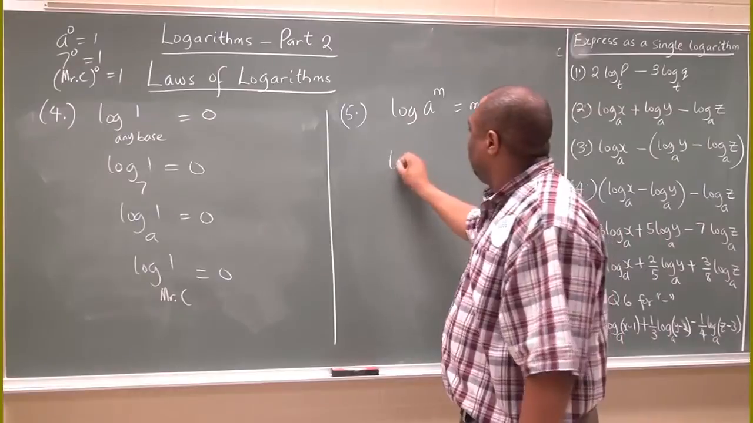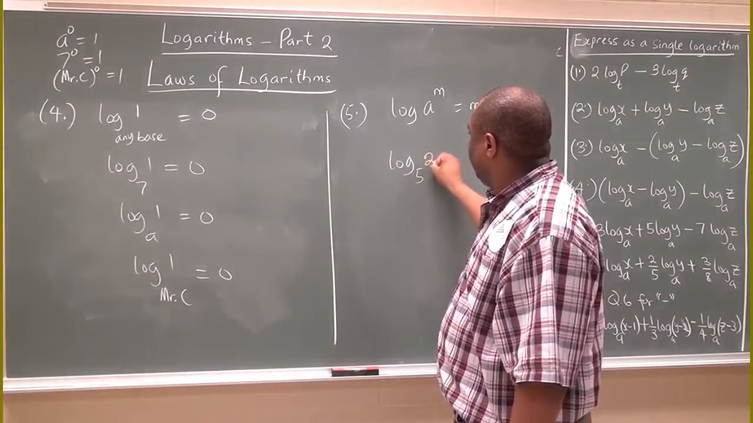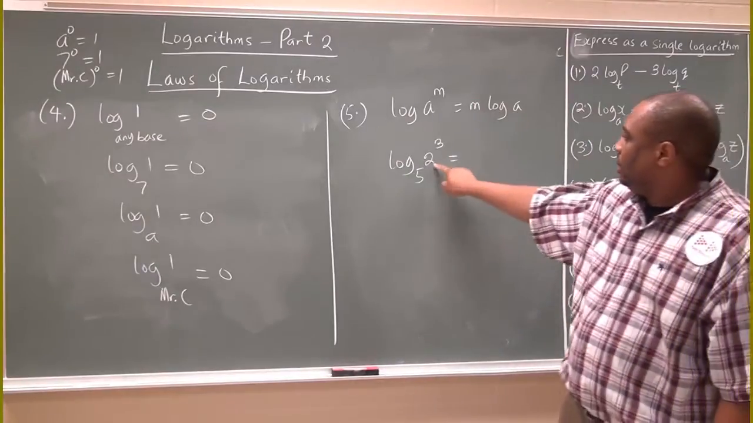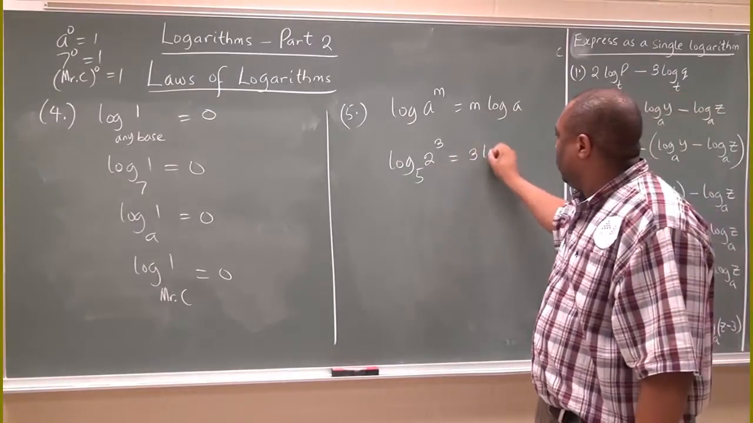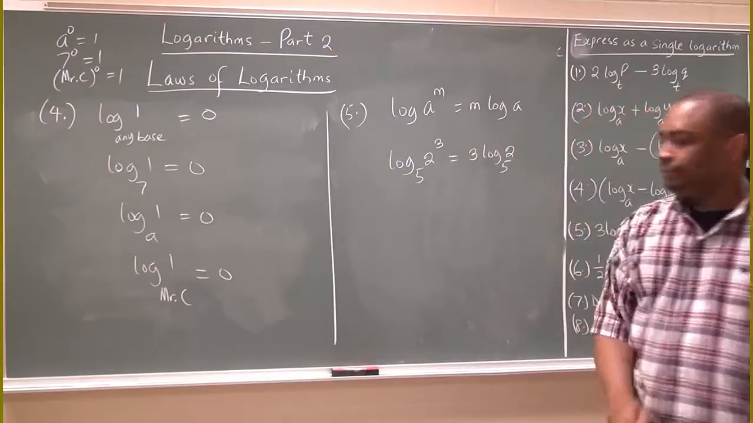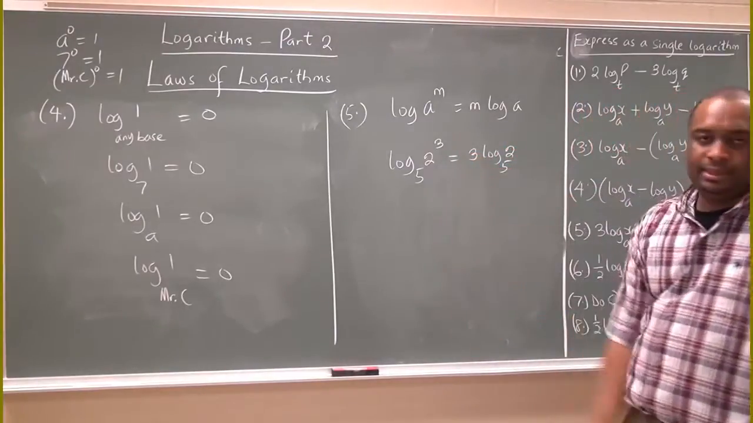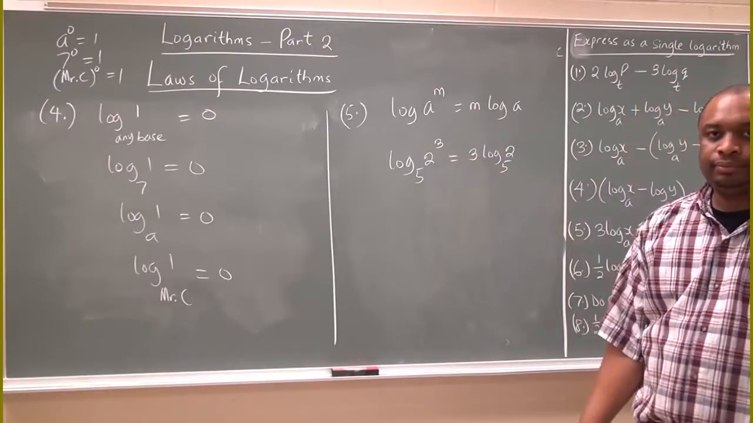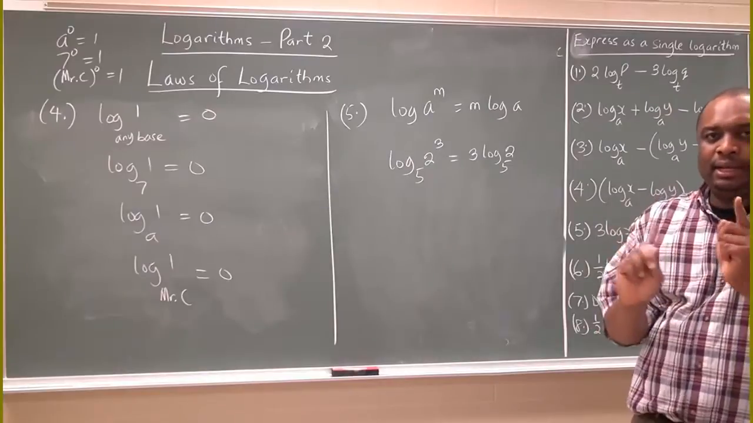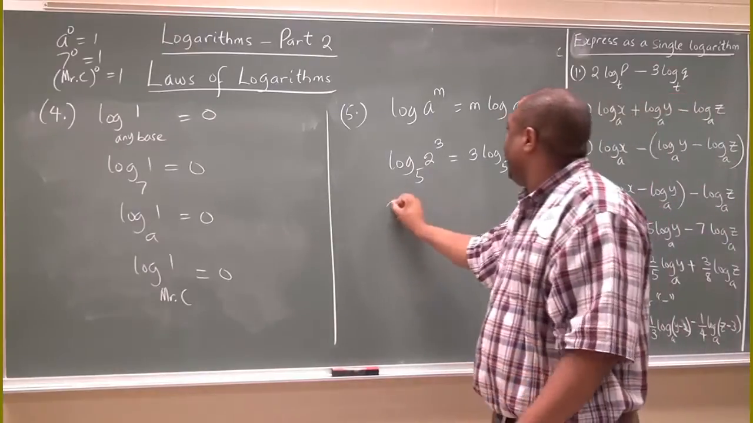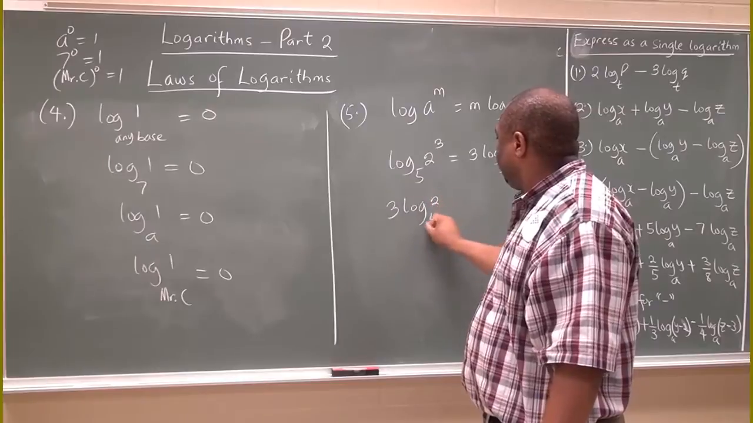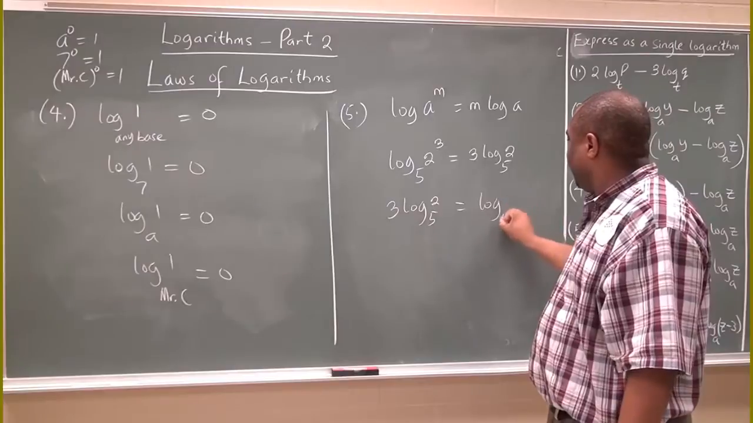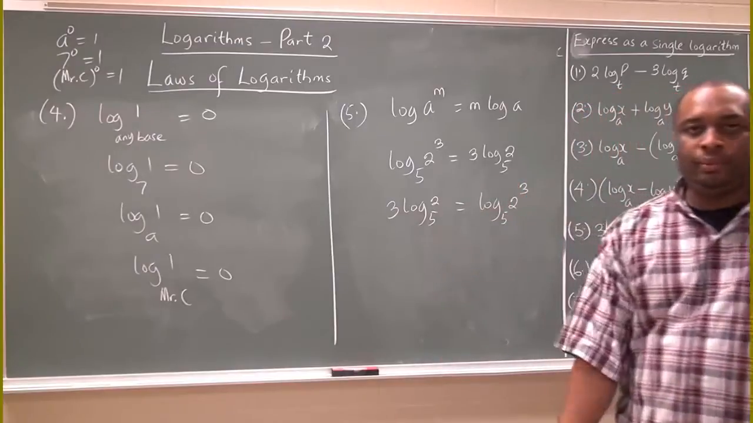If you have log to base 5 of 2 raised to power 3, this will give you 3 log 2 base 5. You see, the exponent now comes in front of the log. And this could be vice versa, it could be the other way around. If you have 3 log 2 base 5, you can now say that this is log base 5 of 2 cubed.